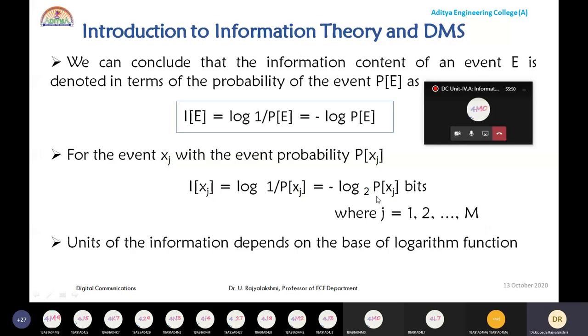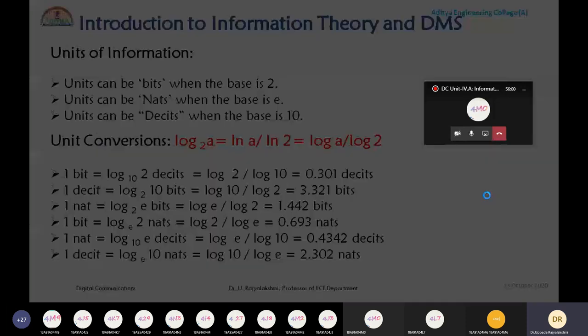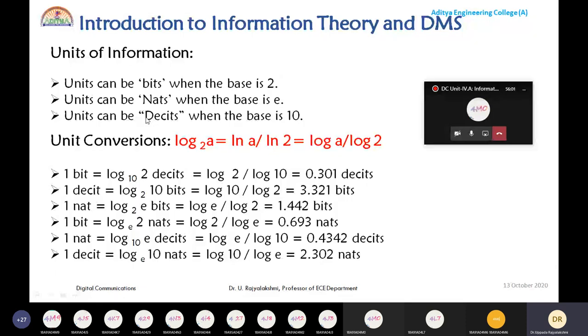Okay, and what about the units? Here the units are bits whenever the base is 2, and whenever the base is 10, the units are decits. And whenever the base is E, the units are nats. If you take the conversion, log 10 bits will be log 2 decits. Okay, so like that we have converted the units.